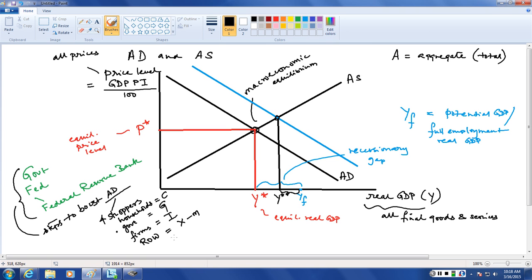We spent some time understanding exactly why the AD curve was negatively sloped and why the aggregate supply curve was positively sloped. I'm not going to go back to that now, but I am going to briefly remind you of the factors that, in fact, cause the aggregate demand curve to shift. Okay? So let me go to a new page here.